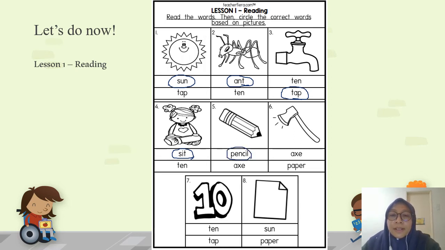Pencil. Number six, X. Number seven, ten. Number ten. Okay, and the last one, number eight, what's this? Okay, you write on it. Paper. Okay, done.